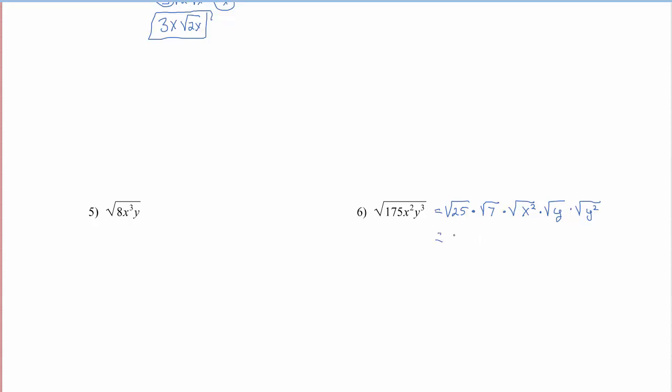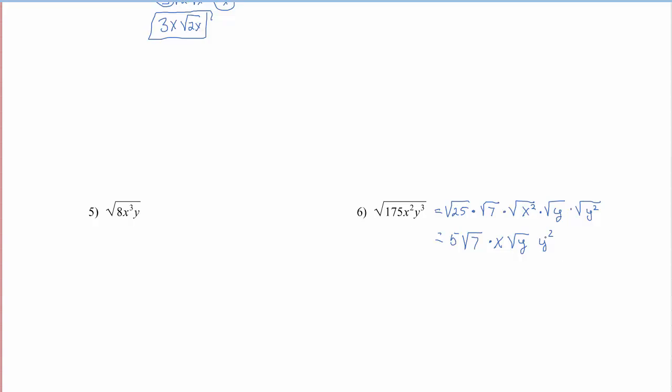So what's the square root of 25? 5. The square root of 7 is simply the square root of 7. The square root of x squared, we can take the square root of that and get x. The square root of y we can't do anything with, so it has to stay on the inside, the square root of y. And the square root of y squared, that's a perfect square. Cut the power in half to get y. Oops, I put y squared.